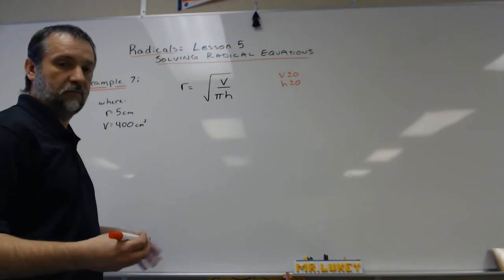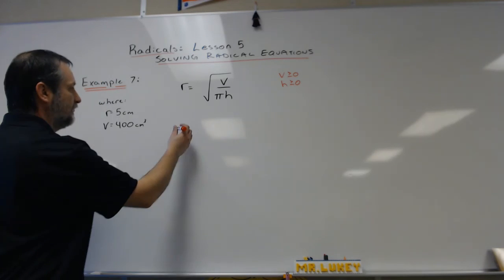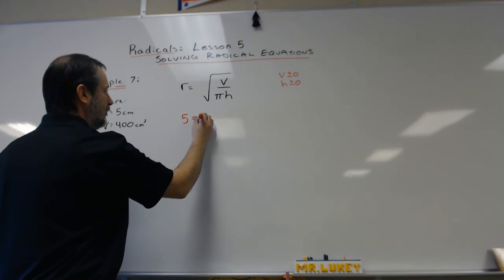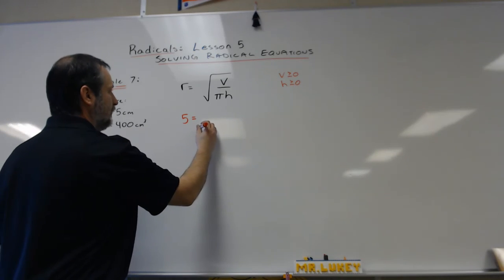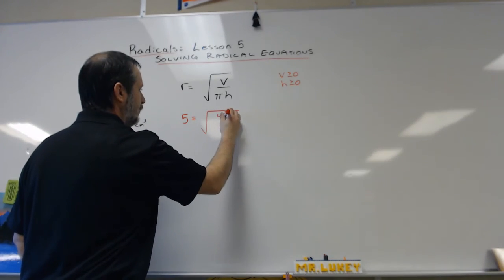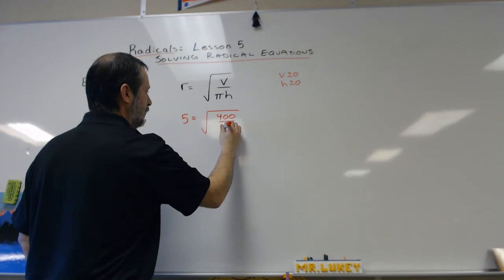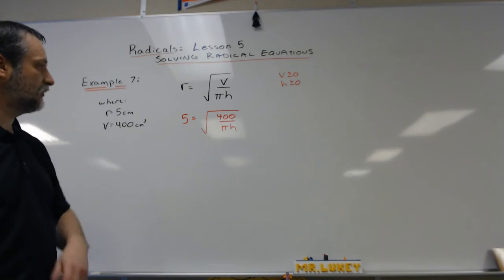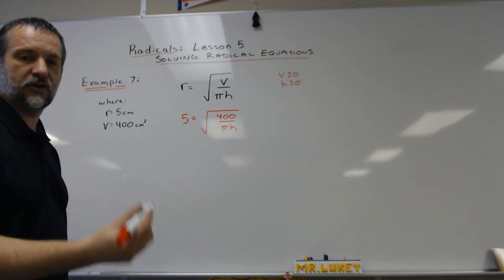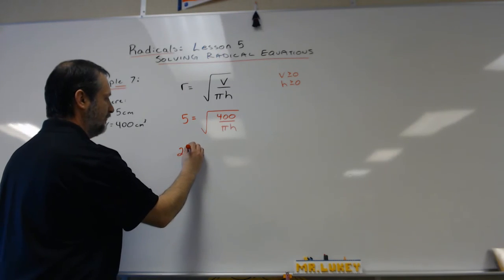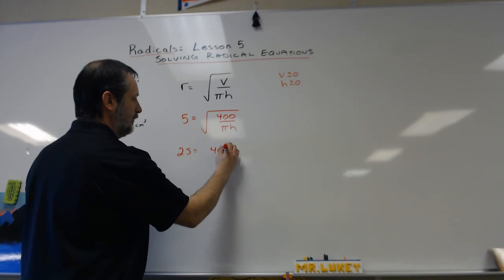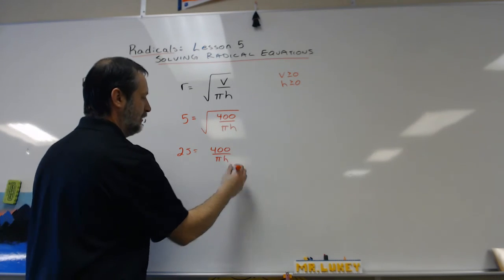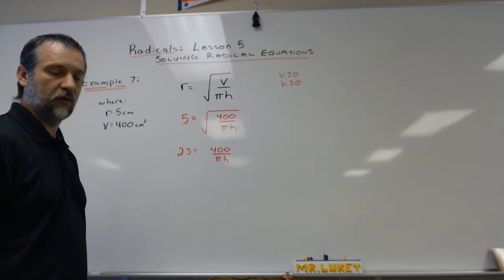And then we just plug and play, right? So we do have an r, so 5 equals the square root of 400 over pi h. We are solving for h, and again, we treat this as normal. We're going to square both sides. 25 equals 400 over pi h.